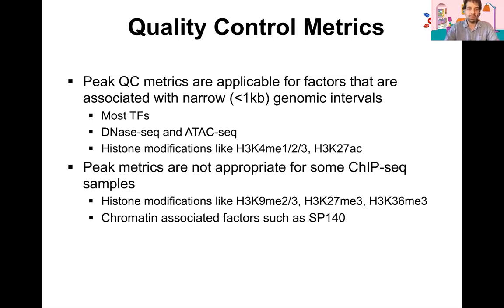In addition, we've also noticed chromatin-associated factors, for example SP140, seem not to produce the same sharp peak. For those kinds of samples, the QC metrics might not be appropriate, and you would have to do some other evaluation to assess how good that sample is.